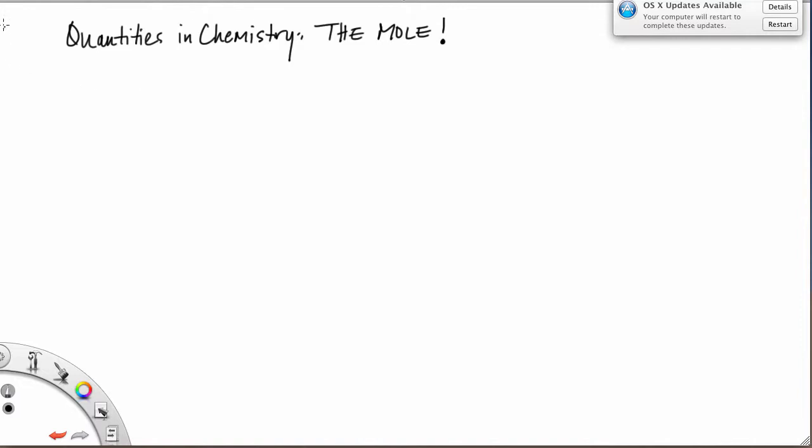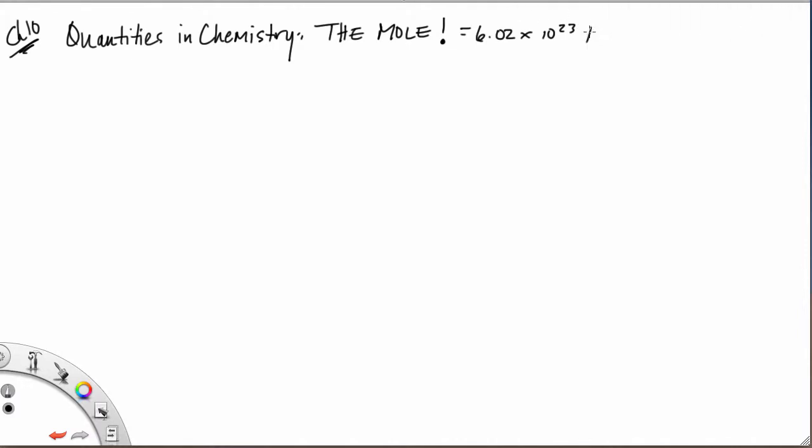So we're starting out with our first Chapter 10 tutorial, Quantities in Chemistry, and this is all about the mole. And the mole is equal to 6.02 times 10 to the 23rd particles of a substance. I really need to put the qualifier in here: representative particles of a substance.